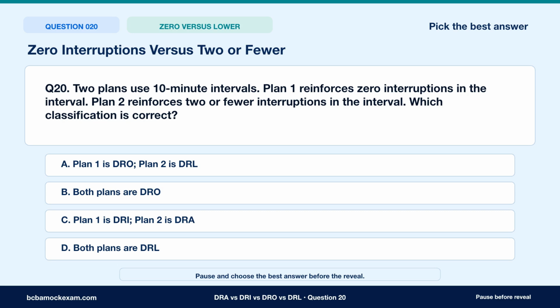Question 20. Two plans use 10-minute intervals. Plan 1 reinforces 0 interruptions in the interval. Plan 2 reinforces 2 or fewer interruptions in the interval. Which classification is correct? The choices are A. Plan 1 is DRO. Plan 2 is DRL. B. Both plans are DRO. C. Plan 1 is DRI. Plan 2 is DRA. D. Both plans are DRL. Compare 0 with a lower permitted count.